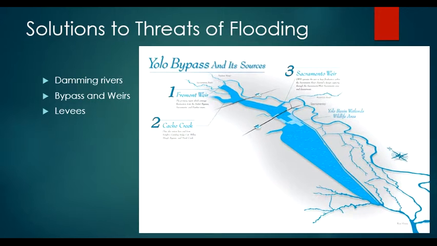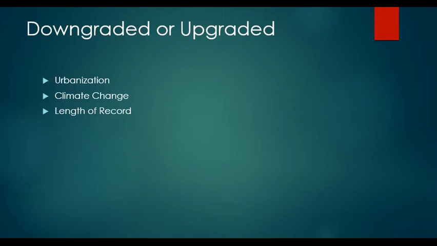Lastly, another solution to threats of flooding would be to create levees along rivers. This increases the capacity of the channel to hold water. Although these systems can help with flood threats, there are three issues to keep in mind. These systems can be downgraded over time due to three main factors. One is urbanization. With increased urbanization, there's also increased overland flow and decreased infiltration. This causes more water to be sent into the river systems rather than infiltrated into the ground.